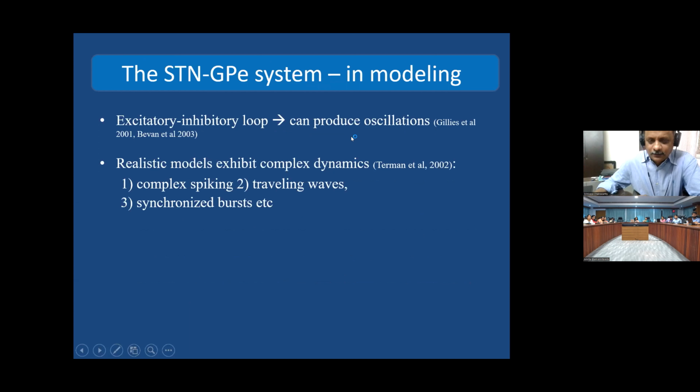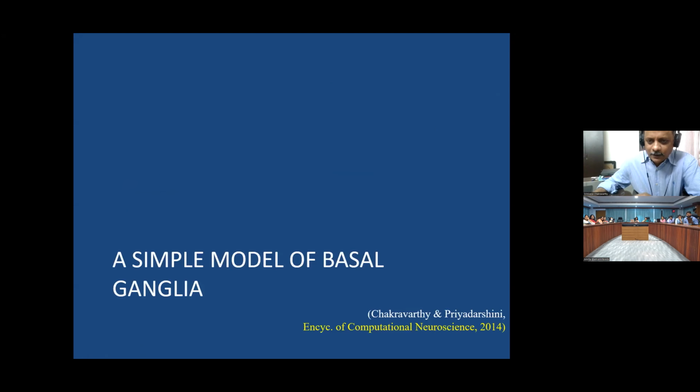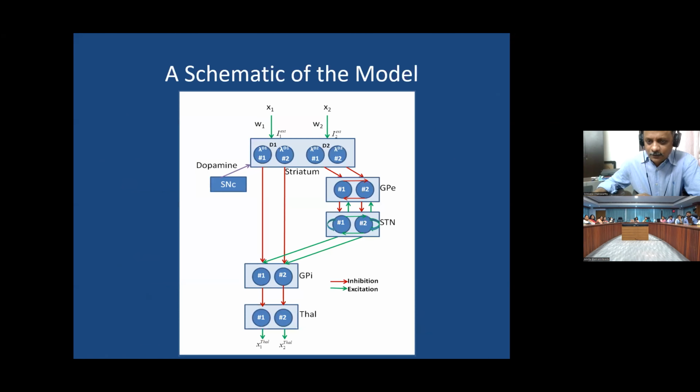In modeling also, people have studied this aspect of STN-GP extensively. Some of the early models looked at STN-GP as a pair of excitatory and inhibitory nuclei, and have shown that such a system can produce oscillations. Others like Terman have shown, using conductance-based models of STN and GP, that by varying some parameters of the network, the system can produce complex spiking patterns, traveling waves, and synchronized bursts.